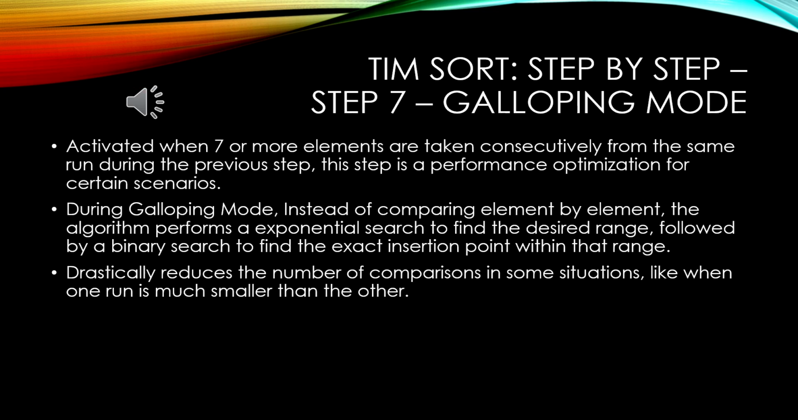Step 7, galloping mode. This is the performance optimization we already love. It's activated by the streak of 7 consecutive wins from one run. Instead of the slow element by element comparison, we would then switch to search mode. We would use an exponential search to quickly find a wide range in the winning run where the next element from the losing run belongs. Once that general area is located, we use a rapid binary search to find the exact insertion point.